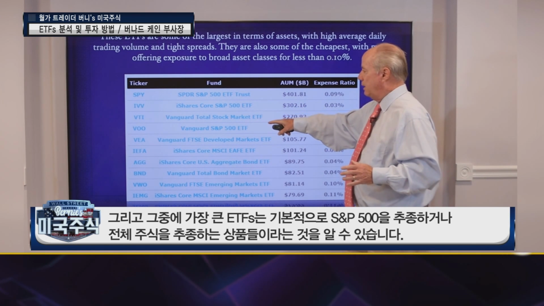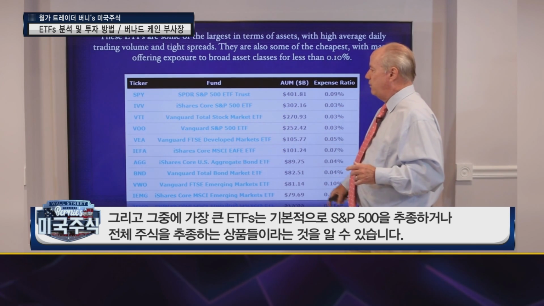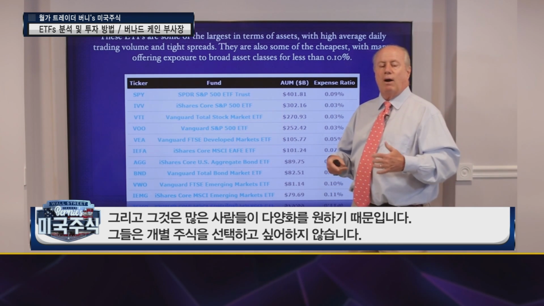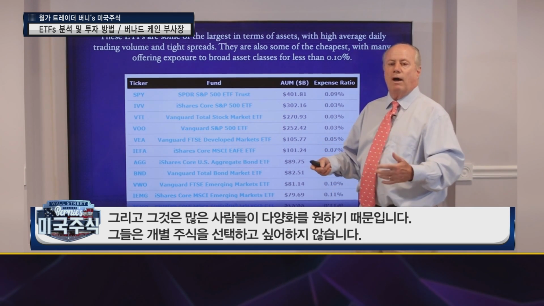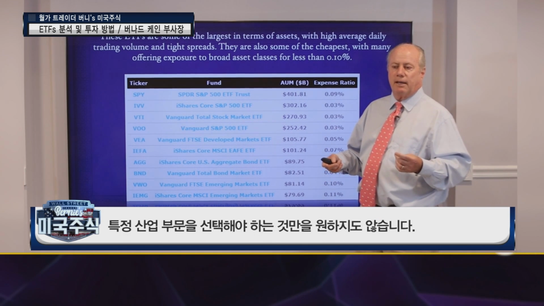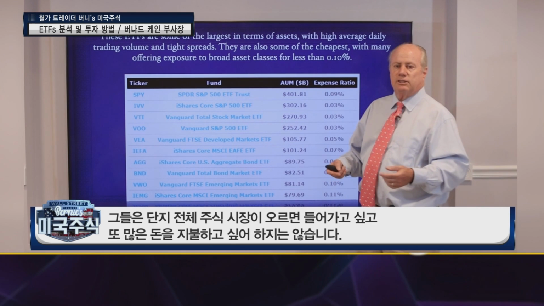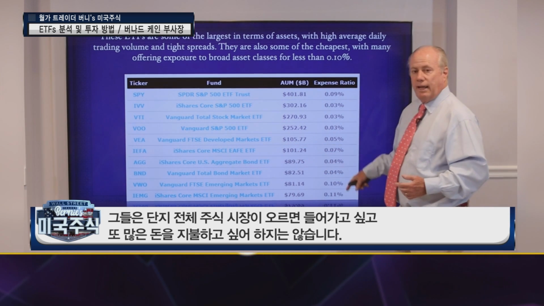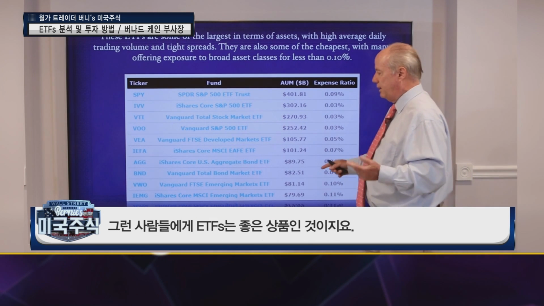and you can see that the biggest ETFs are basically the overall stock market, whether you're getting the S&P 500 or the total stock market. And that's because a lot of people want diversification. They don't want to have to pick a stock. They don't want to have to pick an industry sector. They just say, if the stock market goes up, I want to be in, and I don't want to have to pay a lot of money to be in. It's a great thing for them.